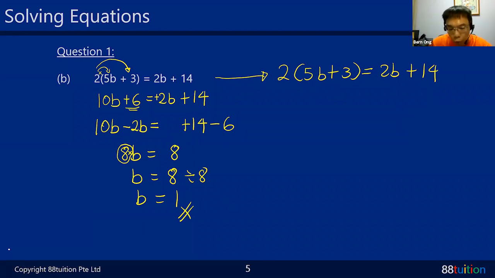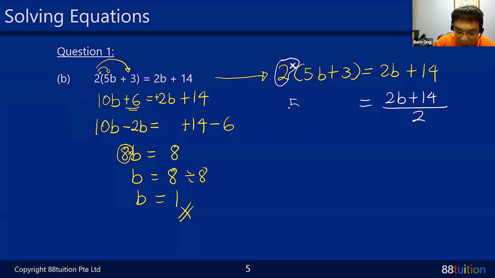How do I do it even faster? Can you see that the 2 bracket down here is a times? I purposely don't want to multiply it in. I purposely bring it across. So down here, 2b plus 14 is here. Times 2 I bring across is a divide by 2. Who is left down here? 5b plus 3. And can 2b plus 14 divide by 2 or not?